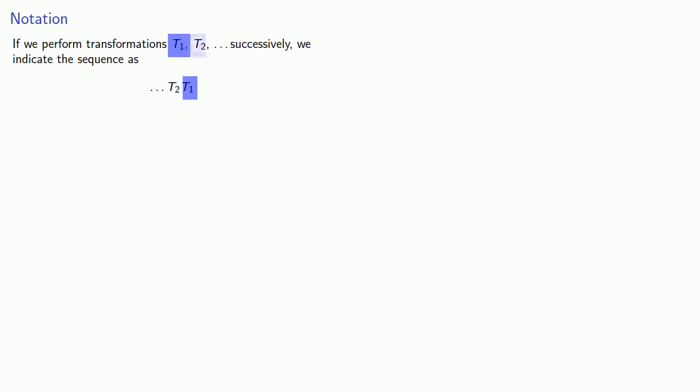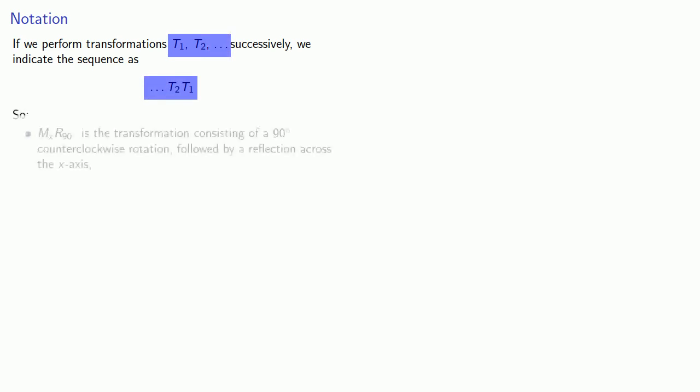Once we have these transformation matrices, we can perform a sequence of geometric transformations. Suppose I have a sequence of geometric transformations and the corresponding transformation matrices. If I perform these transformations in sequence, I'm going to indicate that sequence of transformations in the following way. And it's important to note here that the first transformation that we perform, T1, is the rightmost transformation. The second transformation, T2, will be on the left, and so on.